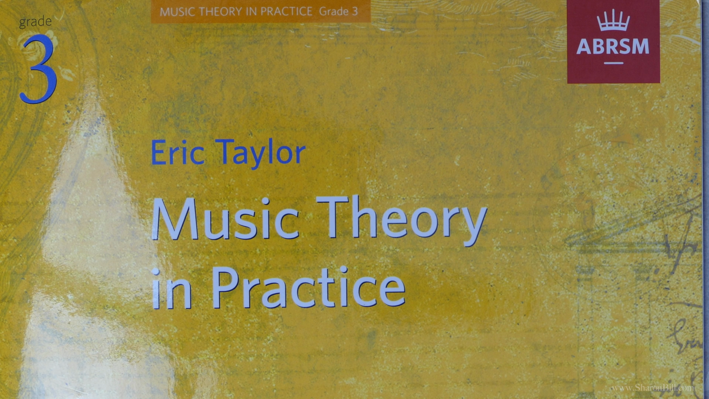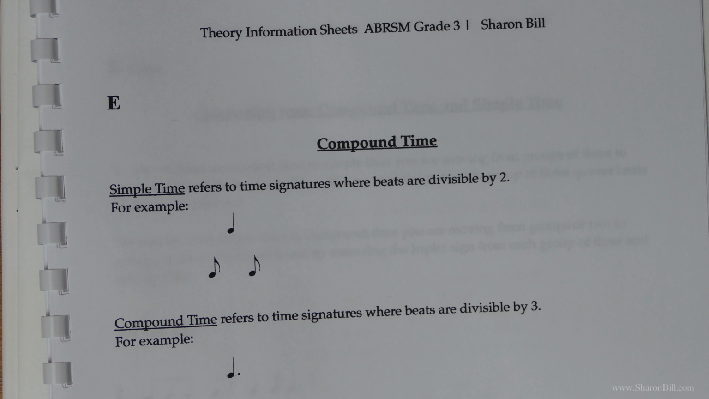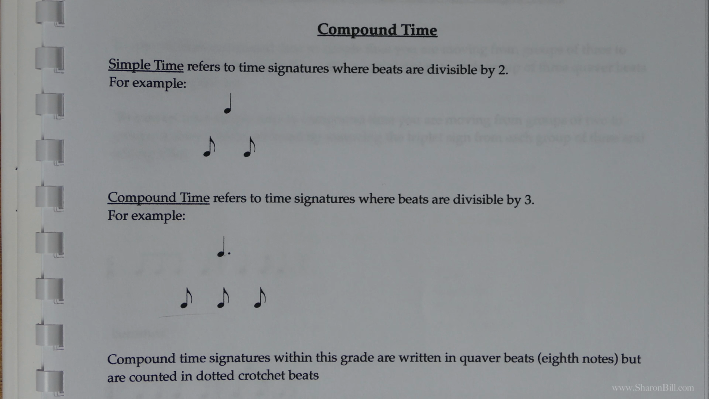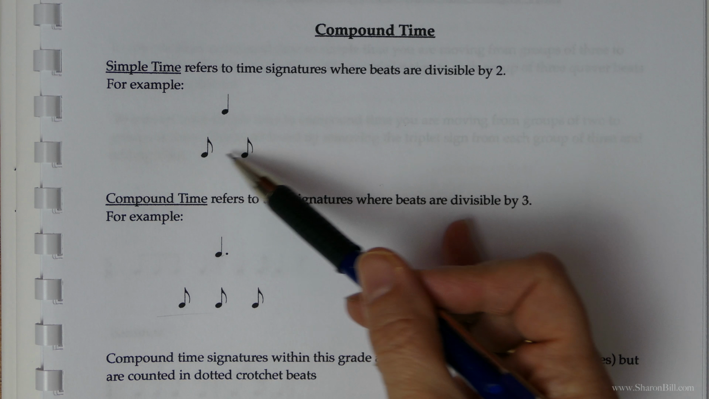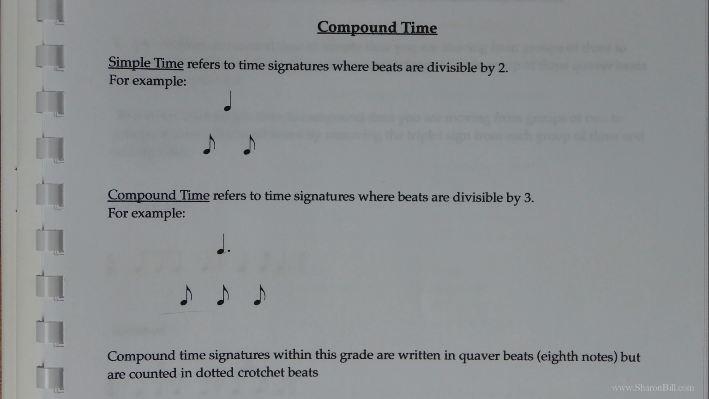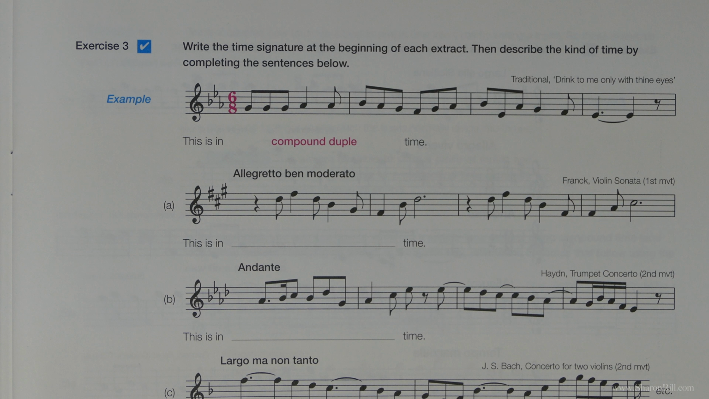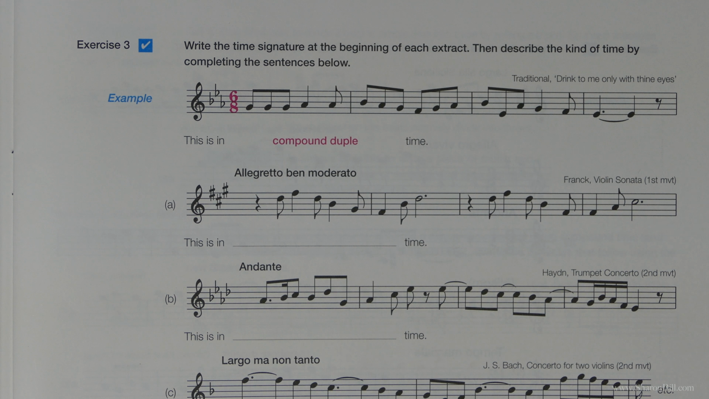It's quite a big subject, so we're going to chop it down into little sections, and we're still referring to this first page on compound time, section E. Just to refresh your memory, simple time is when we divide into groups of 2. Compound time is when we break into groups of 3. Now let's carry on with exercise 3, which is very similar to the exercise in the previous section, but now it's using an actual piece of music rather than just the rhythms.